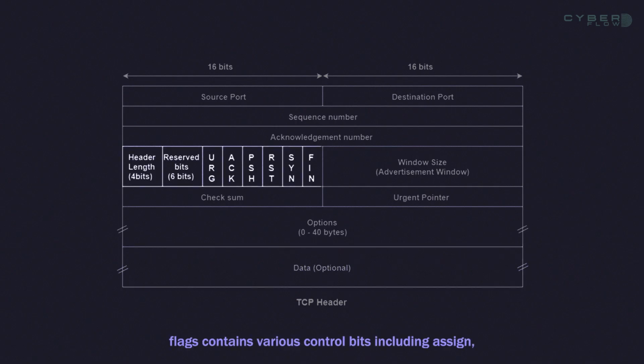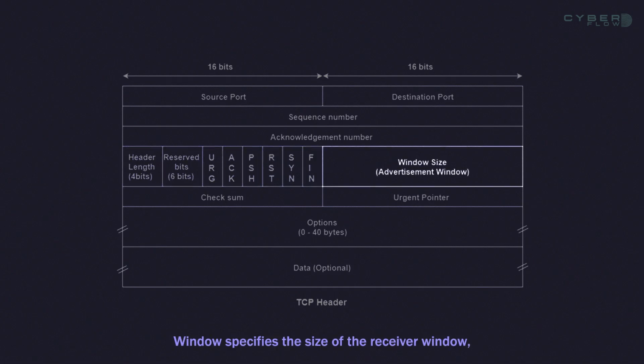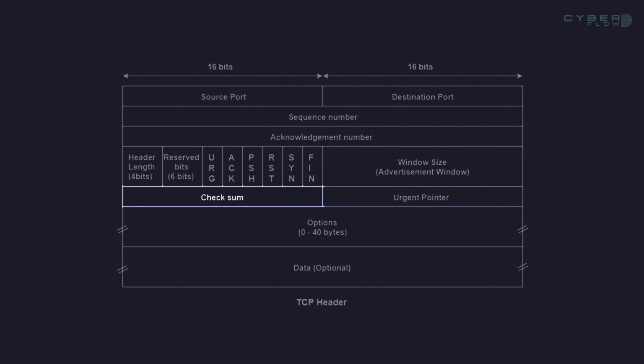Flags, contains various control bits, including SYN, FIN, RST, PSH, ACK, and URG. Window, specifies the size of the receive window, which controls the amount of data that can be sent before the receiver must send an acknowledgement. Checksum, verifies the integrity of the header and data. Urgent pointer, specifies the offset to the urgent data, if any.